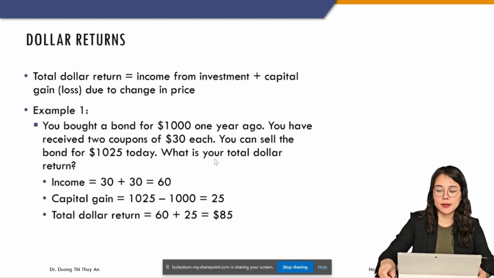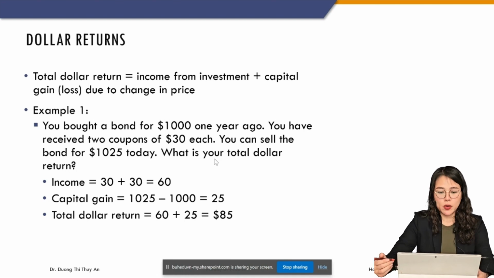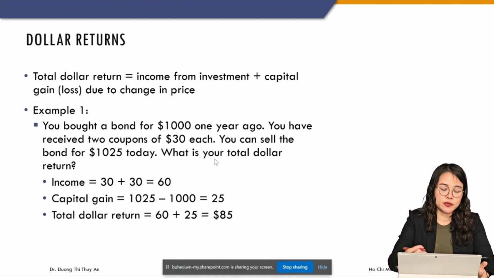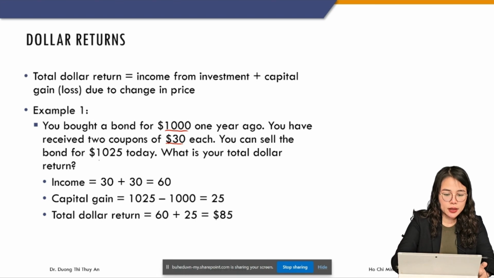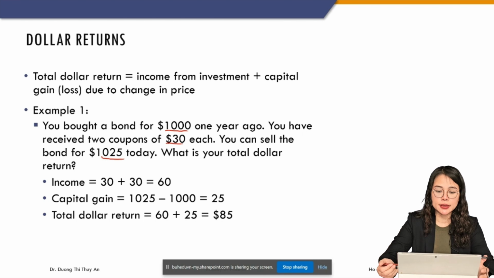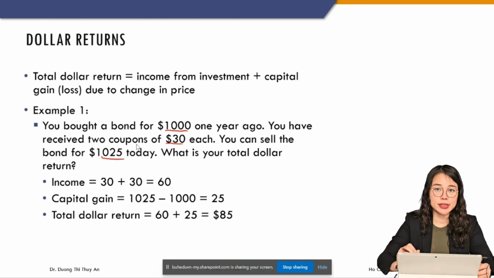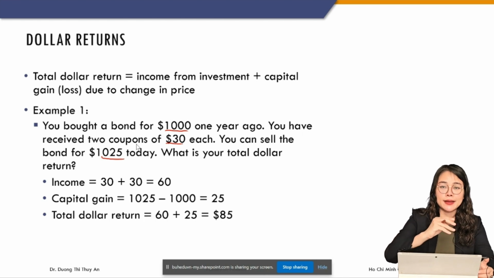The dollar return, or the return in absolute value. It's quite simple. For example, if you buy a bond for 1,000, and you receive 2 coupons of 30 each, and you can sell it for $1,025 today, the total dollar return comes from two sources, right? One is from the coupon you receive, and the other comes from the capital gain or loss, that is, when you sell the bond.